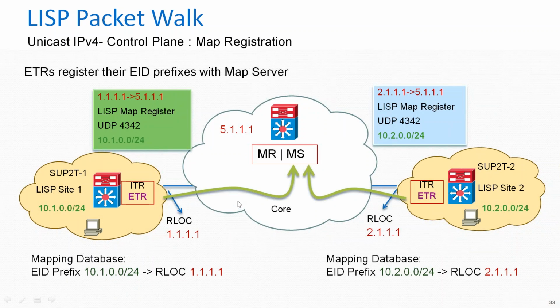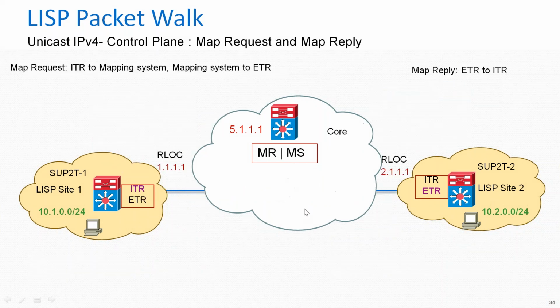Okay, so this is the request that is coming from the egress tunnel router. Now we'll see how the reply comes into the picture. Reply. Control plane map request and reply.